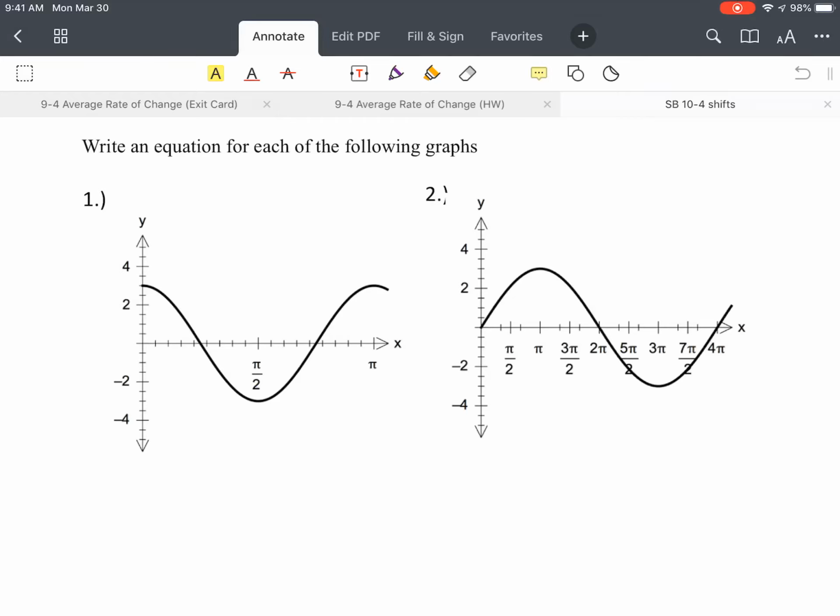In this video today, we're going to talk about writing equations for graphs. So we've been graphing based on equations. Now we're going to look at a graph and see if we can come up with what the equation would be. Okay, so let's get right to it.